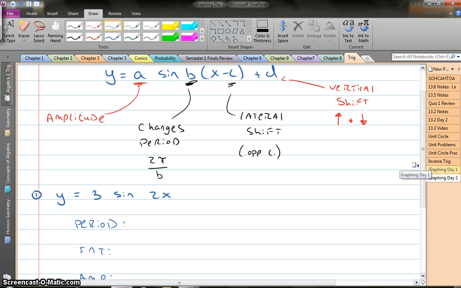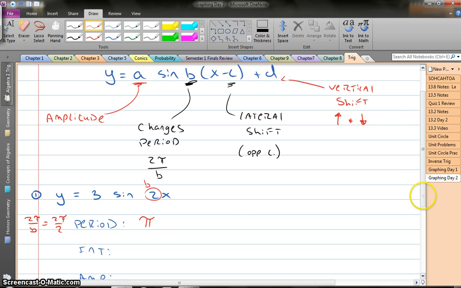First I want to talk about my period. My b value is now 2. Yesterday we always had a period of 2 pi, because 2 pi over 1 is just 2 pi. So here my b value is 2, so my period is going to be 2 pi over 2. We got that by taking 2 pi over b, which was 2 pi over 2. So my period is just pi.